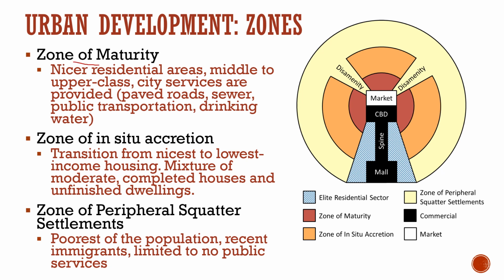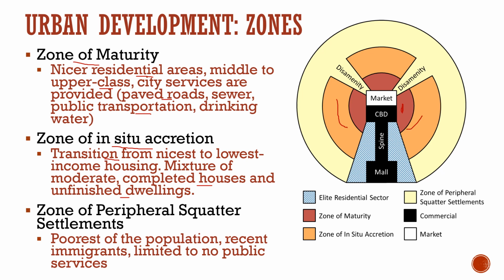So we have the zone of maturity. These are the nicer residential areas, our middle upper class, with different city services like roads, public transportation, drinking water, etc. Then we have the in situ accretion, and this is that transition, the in-between between the nicest and the lowest income, so a mixture here. We have some completed houses and some unfinished dwellings. So again, that mixture that we see here in the middle.